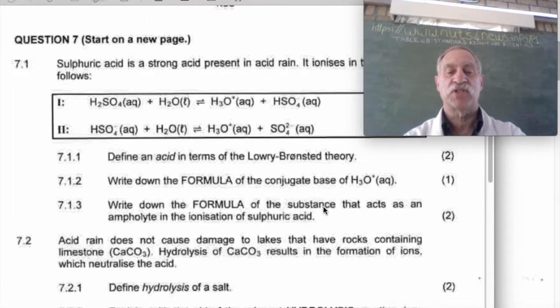Write down the formula of the substance that acts as an ampholyte in the ionization of sulfuric acid. Ampho sounds like amphibian. Amphibious means both. So it's going to be something that is both an acid and a base. So something that's halfway between H2SO4 and SO4. And what is the answer?